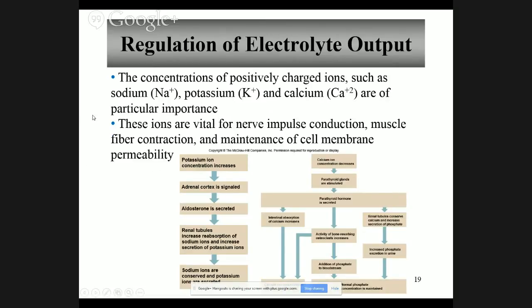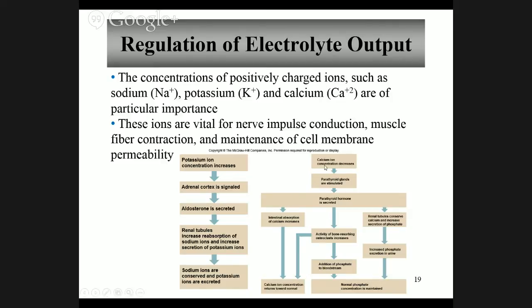So let's talk a little bit about sodium, potassium, and calcium intake and regulation. These ions are all vital for nerve impulse conduction, muscle fiber contraction, and maintenance of cell membrane permeability. So if you have a potassium ion concentration increase, your adrenal cortex is signaled, aldosterone is secreted, the renal tubules increase reabsorption of sodium ions, and then increase secretion of potassium. So the sodium's conserved and potassium's excreted.